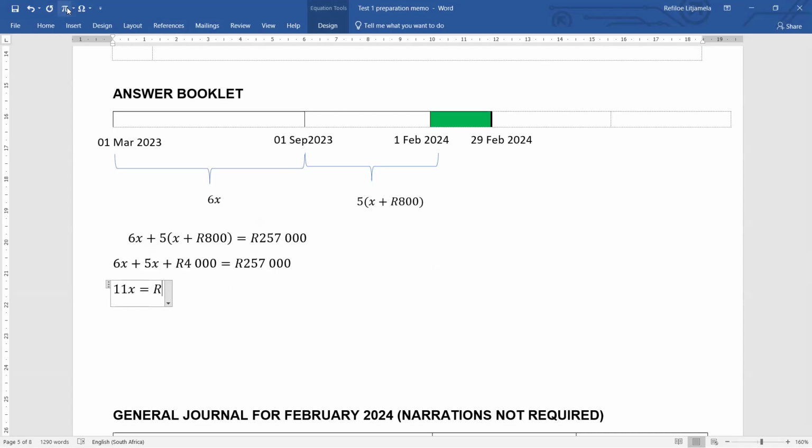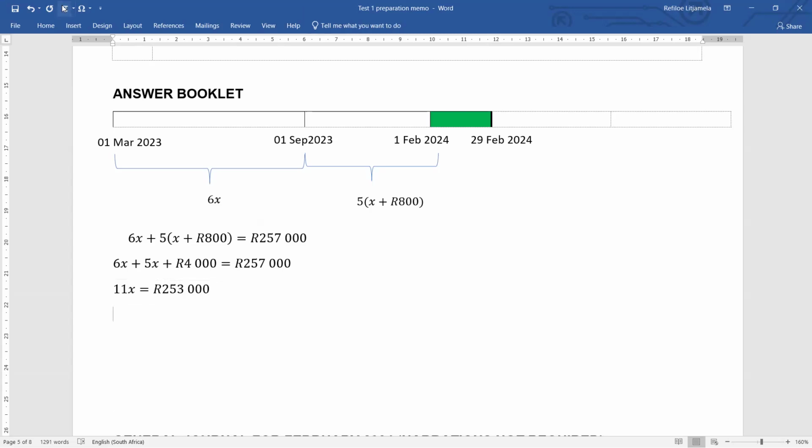257. Hi, guys, we're not in grade 8. Oh, wow. 257? No. How much? 253. Thank you. Oh, wow, guys, we're not doing grade 8 maths. And now what is X? 23,000. But this 23,000 is before the increase.